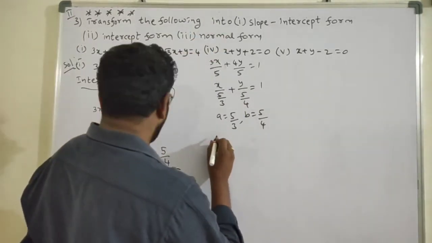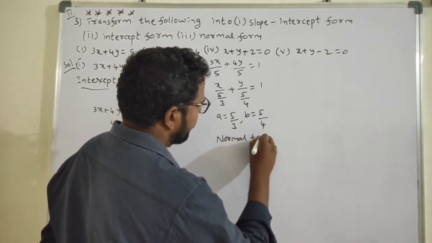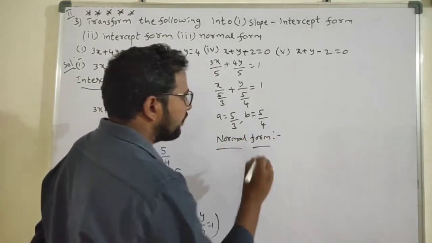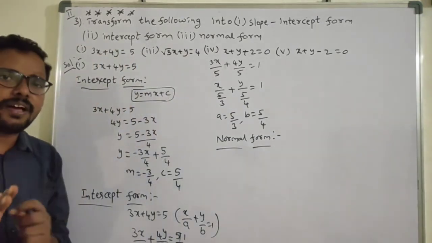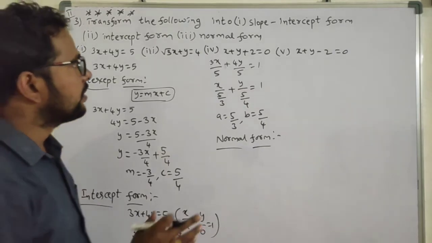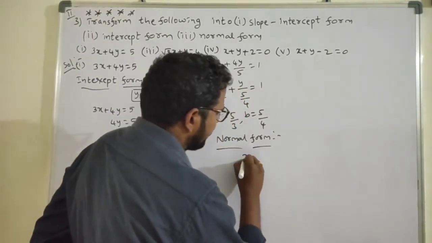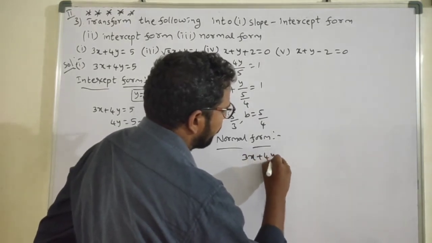Third one, normal form. What is normal form? X cos alpha plus y sin alpha is equals to p. That is normal form. So what is given? Given 3x plus 4y is equals to 5.